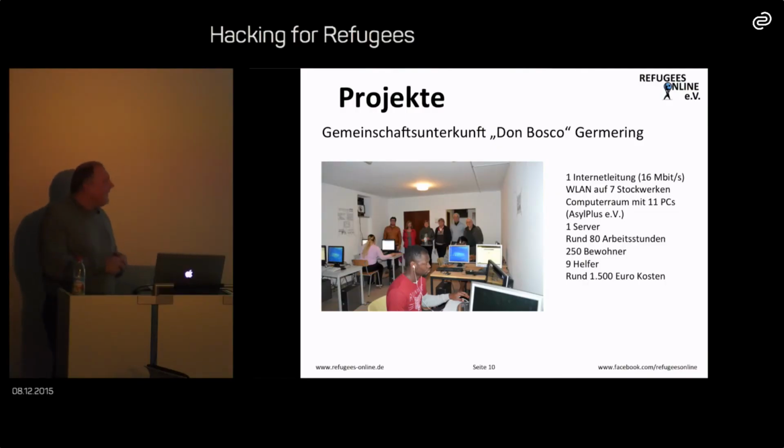Another thing is a so-called Gemeinschaftsunterkunft. So it's not a first reception unit. It's a former pension home for retired people. It was run by the Caritas. The retired people have moved to some other place, some newer place, and this has been converted into a refugee shelter. And we run 1 line there, 16 megabits. We have wireless LAN on 7 floors. There is a computer room existing with 12 PCs. We have 1 server and 9 people who are doing the regular service there, helping the refugees to make the most out of the PCs. And this was about 1,500 euros.